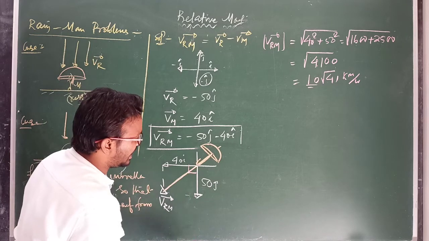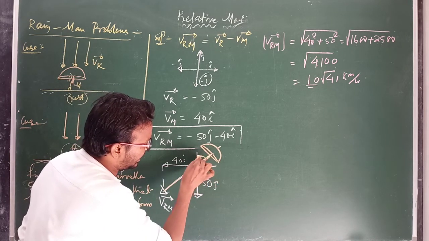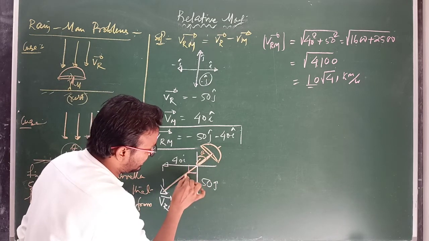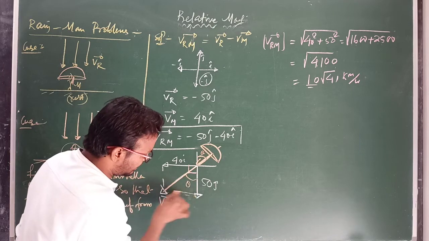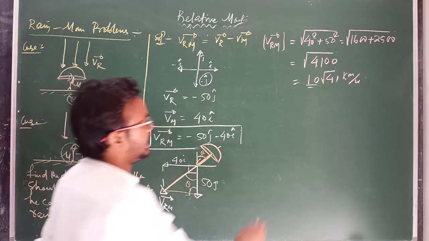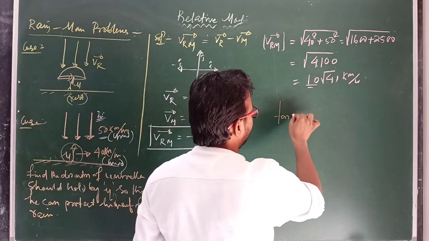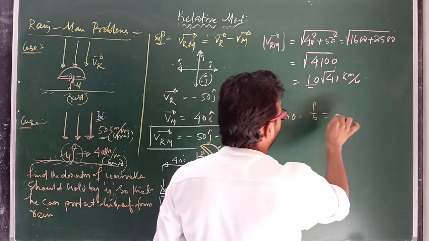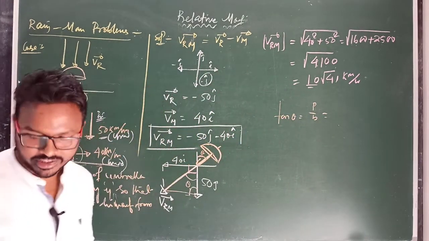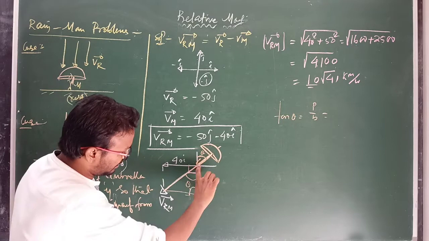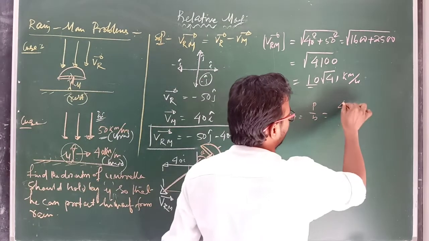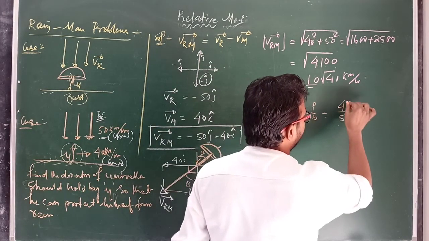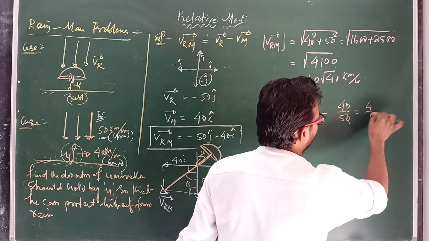So the question may ask to find the angle, the vertical angle. Suppose this angle is theta and this angle is also theta, and this is perpendicular, 90 degrees. By using tan theta, tan theta equals perpendicular upon base. Only you have to use magnitude here. So perpendicular upon base, perpendicular is 40, so 40 divided by 50. Then how much? That is 4 by 5.